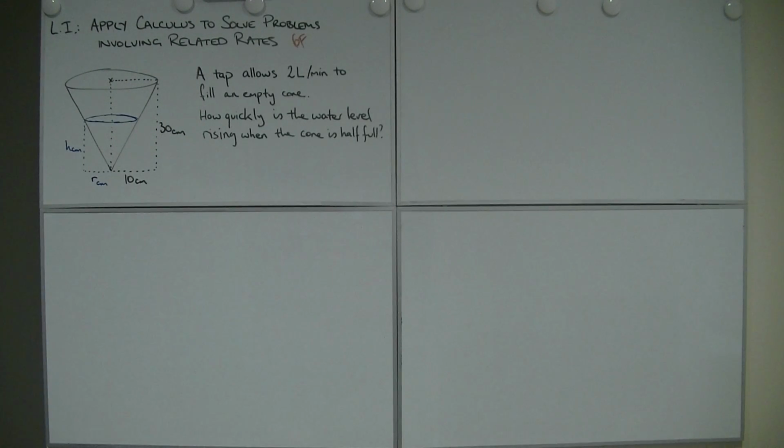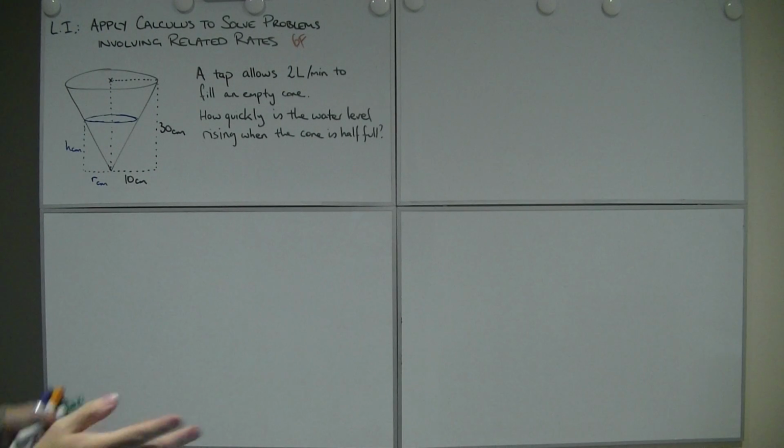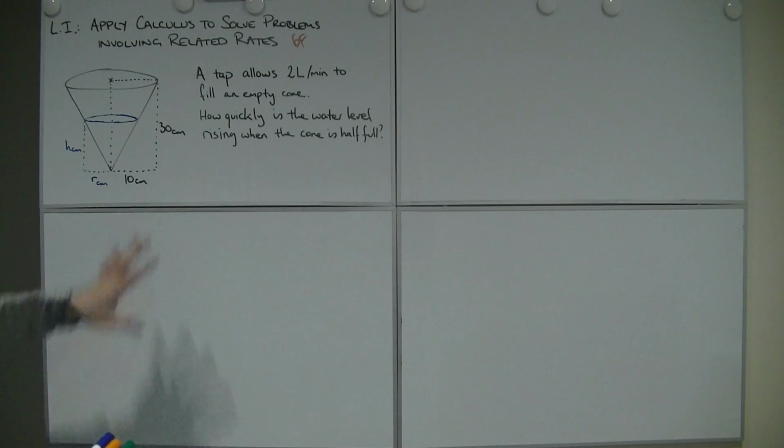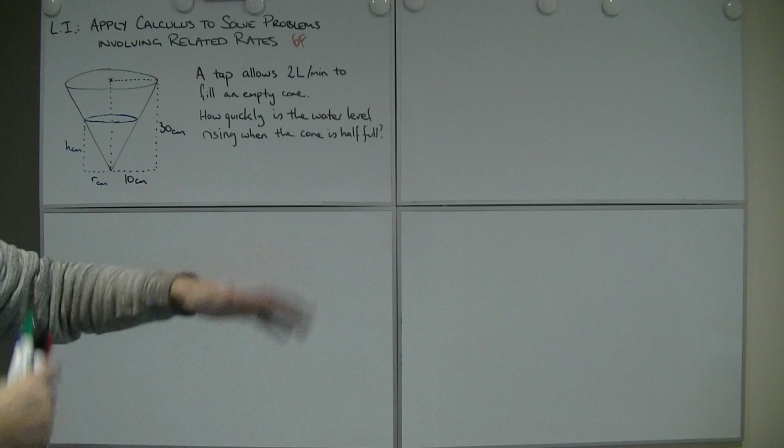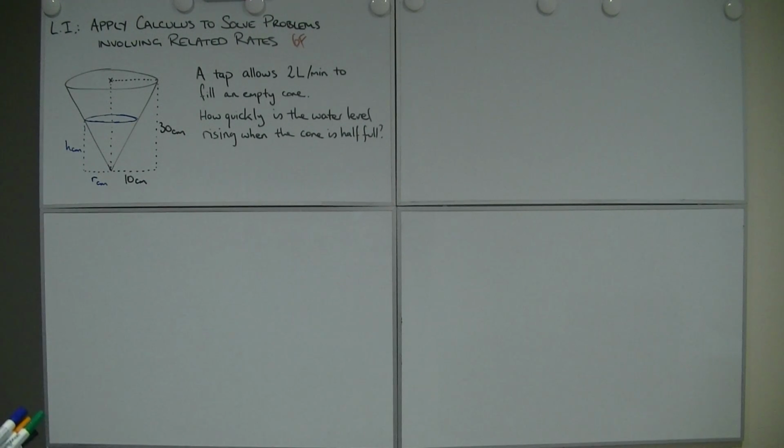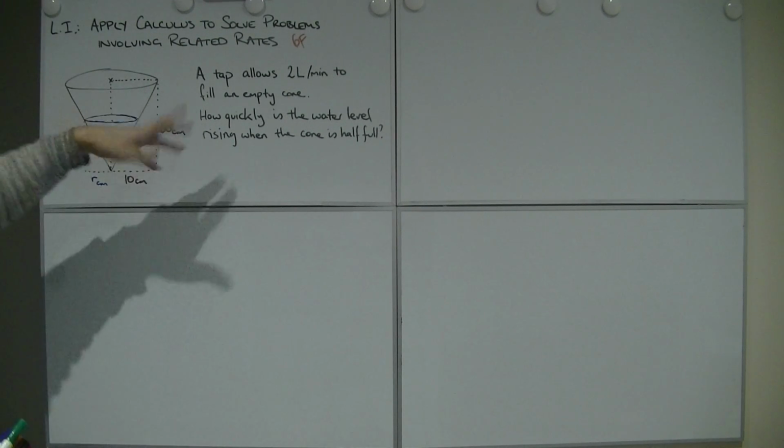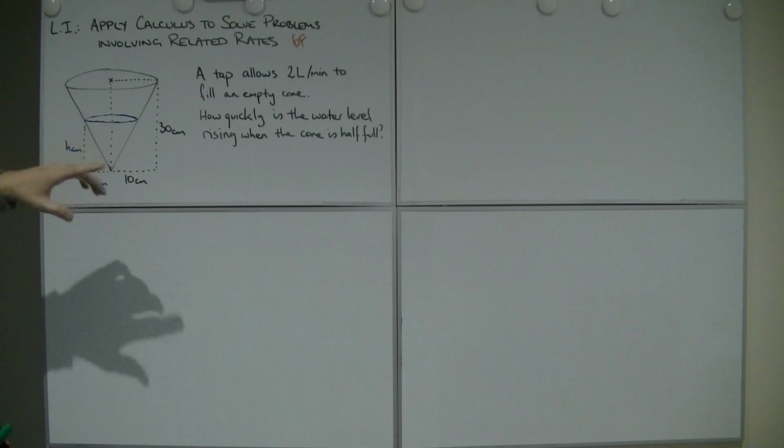Okay, apply calculus to solve problems involving related rates. What are related rates? We'll work through this example so that we've got an idea of what's going to come up. So, a tap allows 2 litres per minute to pour into and fill, eventually, an empty cone.